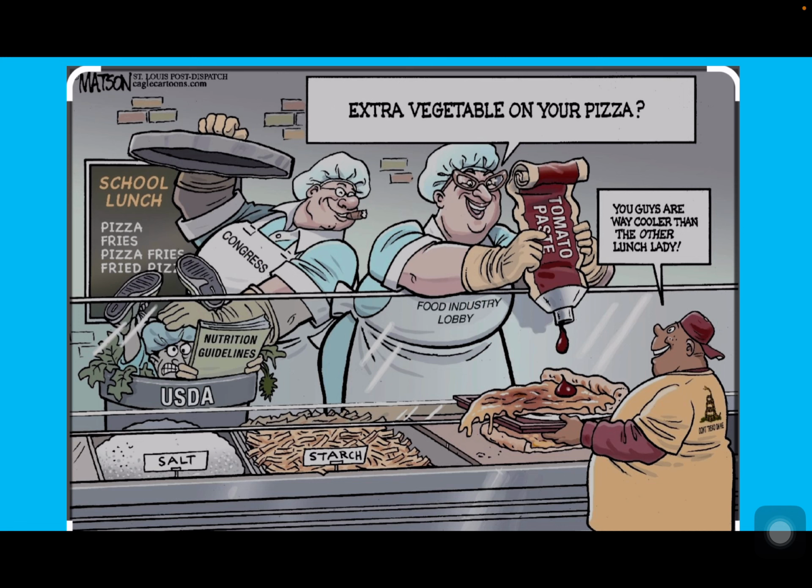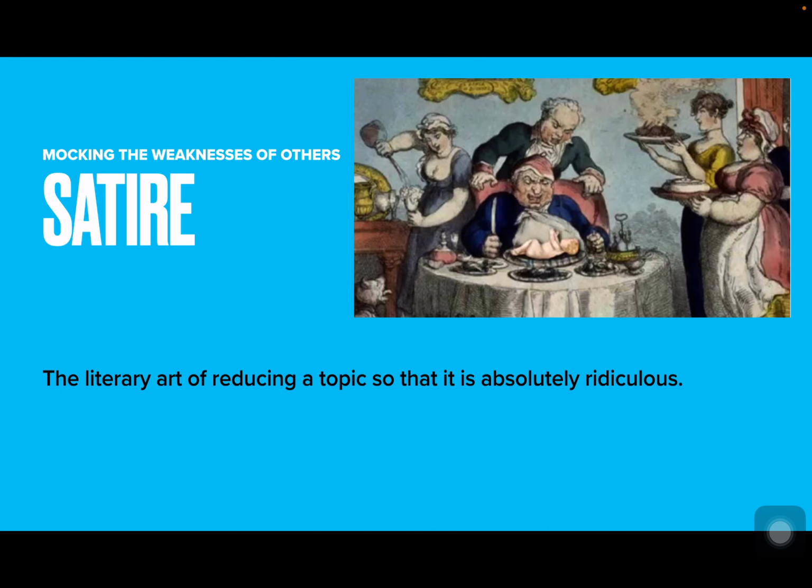And where do we see the nutritional guidelines? In the trash. And who has taken over the school lunches? According to this image, it's Congress, the food industry lobby, right? And of course, this kid is like, this is way better. So there are so many things to talk about in this image or political cartoon that help us shed light on what is satire.